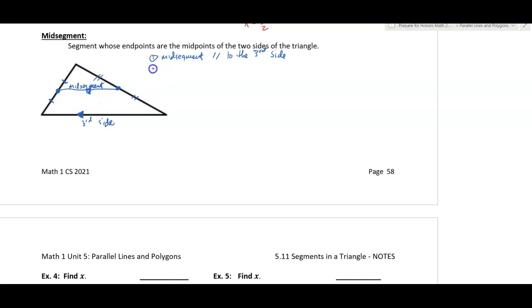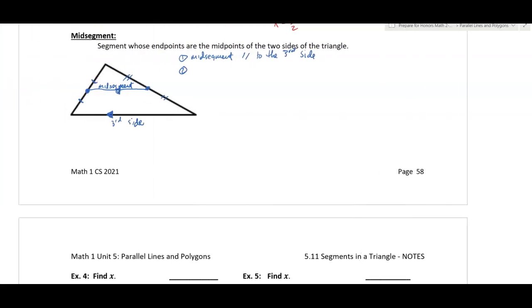Now, second is the midsegment is equal to half the third side. So third side divided by 2. Or we could say the third side is equal to 2 times the midsegment. Now every triangle can have up to 3 midsegments.